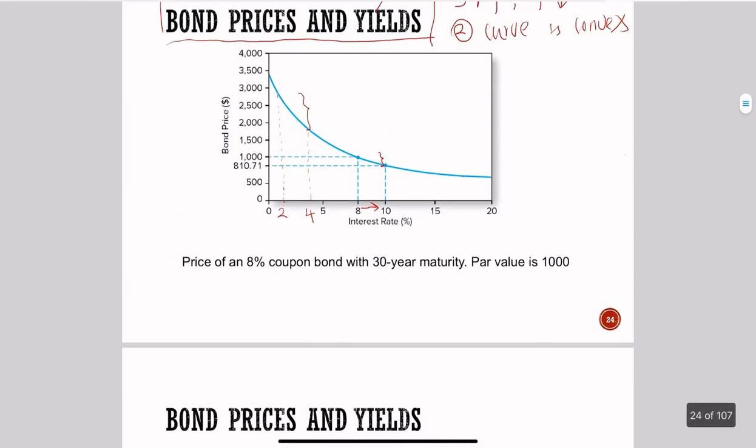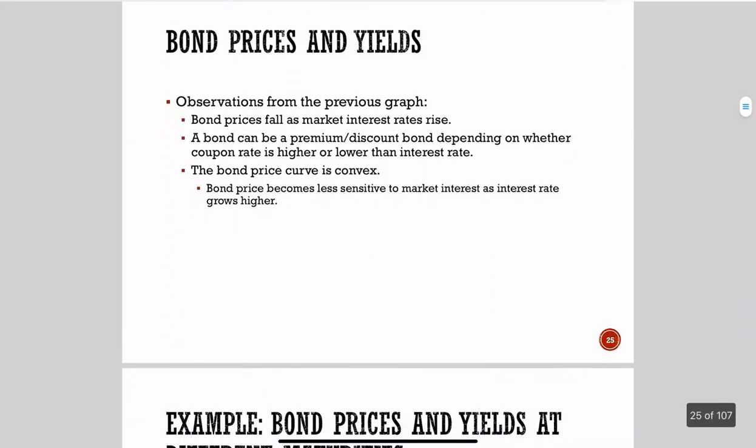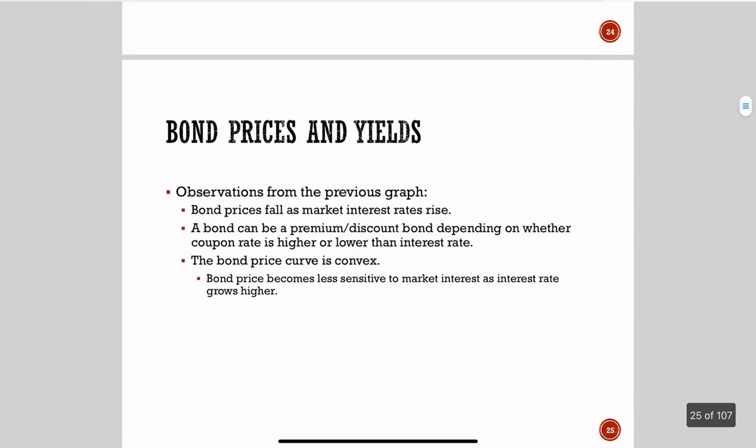Okay, I made a mistake. The correct statement is the sensitivity of bond price to interest rate decreases as interest rate increases. Or following from the lecture note, which is actually a better statement: bond price becomes less sensitive to interest rate as interest rate grows higher.